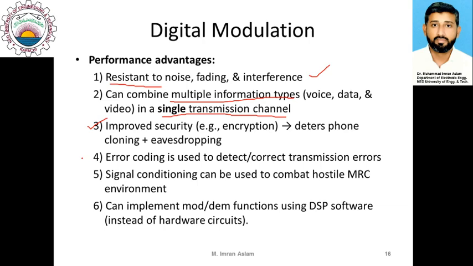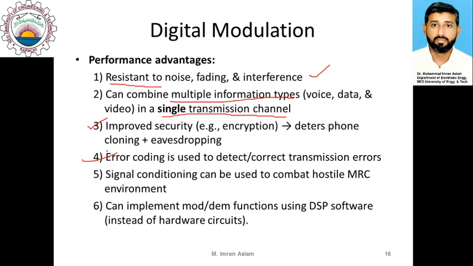For digital systems, we have the potential of using error control coding. So we can have a coding scheme which can be employed in order to detect or correct transmission errors which occur during transmission for different types of environment. We can get better performance by using some error control algorithms.